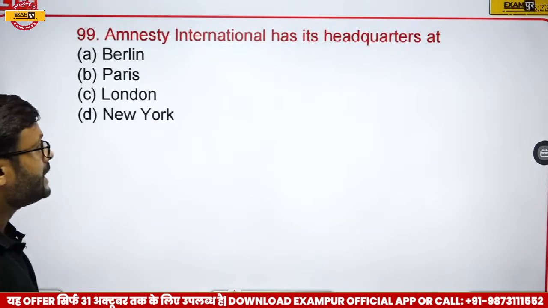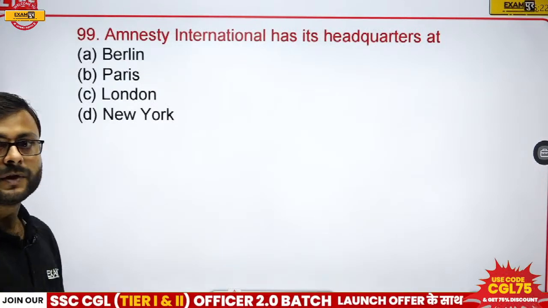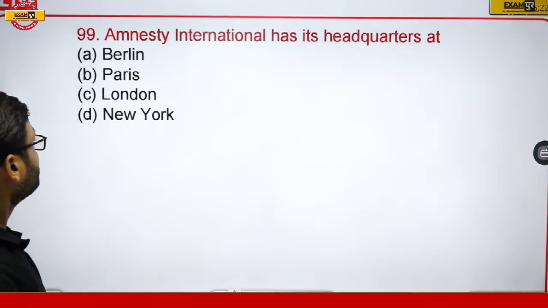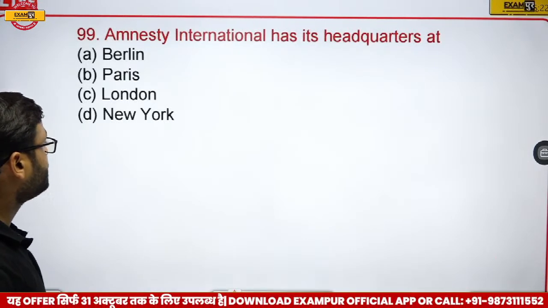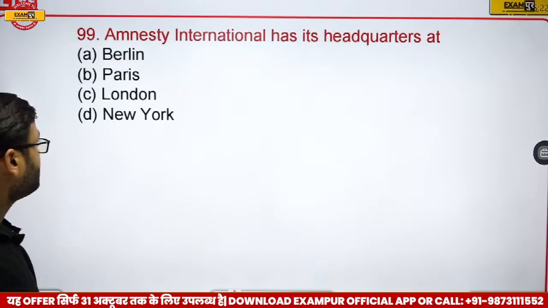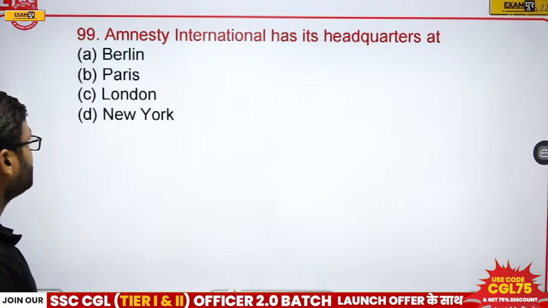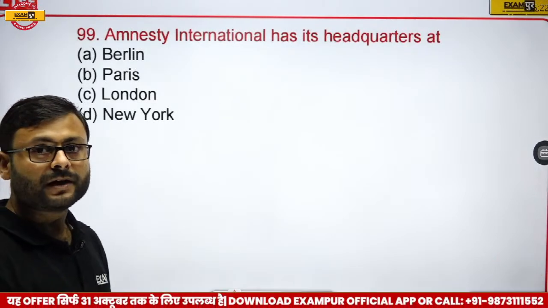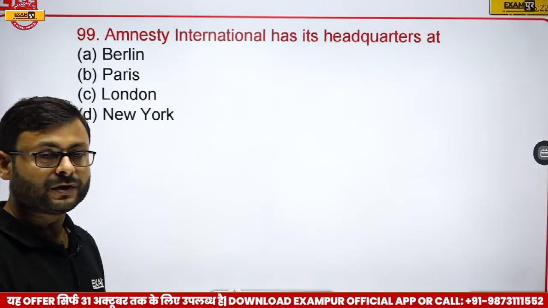Amnesty International has its headquarters at Berlin, Paris, London, New York. Okay, Paris, Berlin, London, New York. Where is the headquarters of Amnesty International? What is the correct answer for this question?